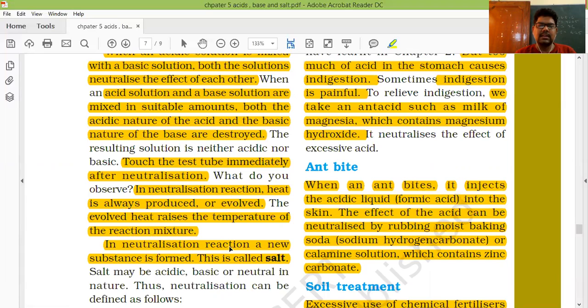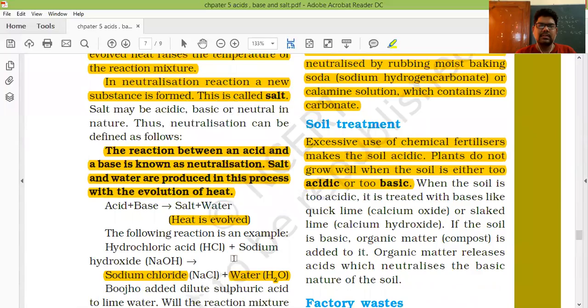In the neutralization reaction, a new substance is formed, which is called salt. And the reaction between an acid and a base is known as neutralization. The salt and water are produced in this process with the evolution of heat. See in this reaction, acid plus base makes a salt plus water. Heat is evolved, meaning it is developed.